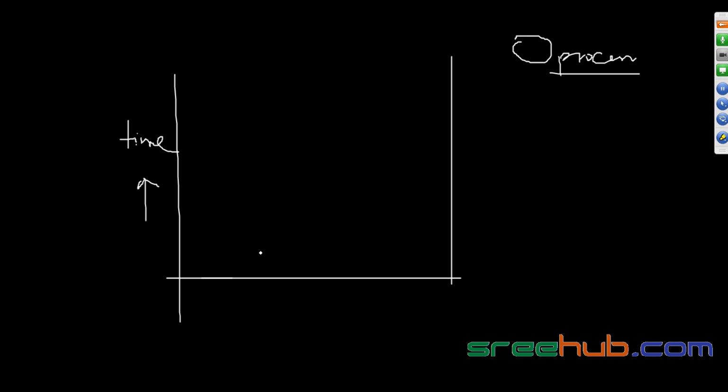Now let us say there is a student who started writing a program. He is taking some 15 minutes to write the program. Whenever he was writing a program, your processor is completely idle, right? So nothing is happening here. After writing the program for 15 minutes, he tried to compile and execute the program.